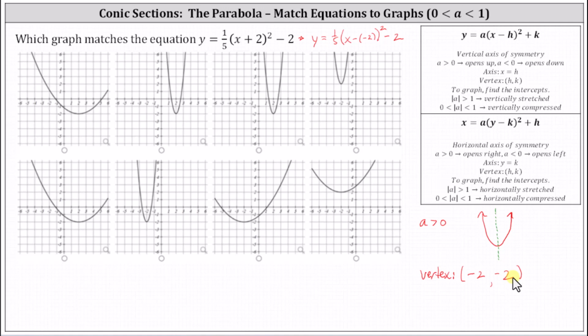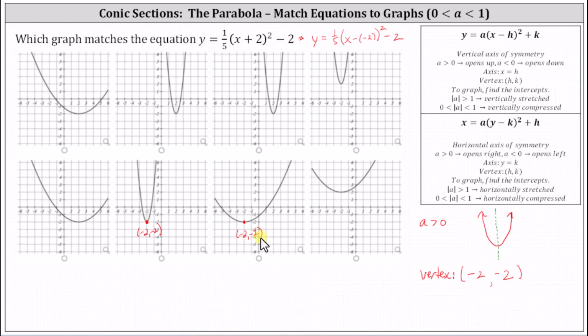Analyzing all 8 graphs, only 2 of the parabolas have a vertex of negative 2 comma negative 2. Both are in the second row. Here's one, where the vertex is negative 2 comma negative 2. The next graph also has a vertex of negative 2 comma negative 2. And there are 2 ways we can determine which graph is correct.